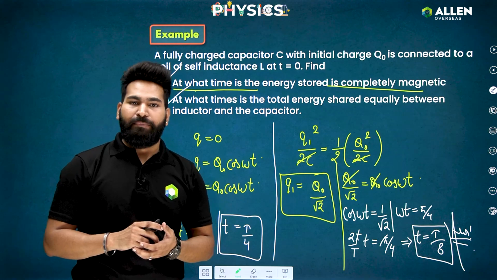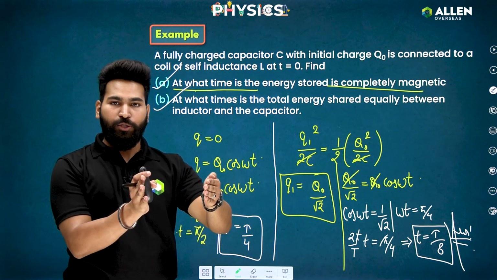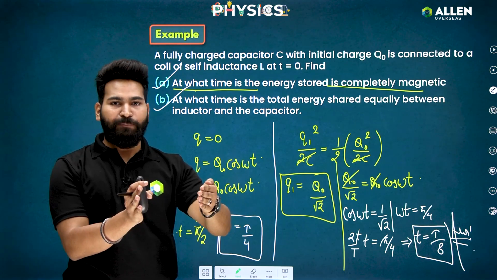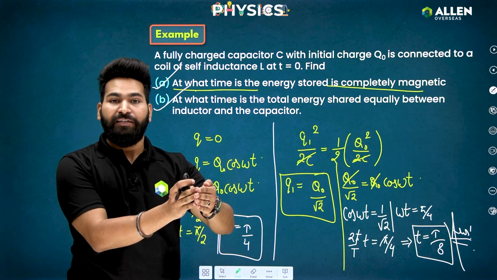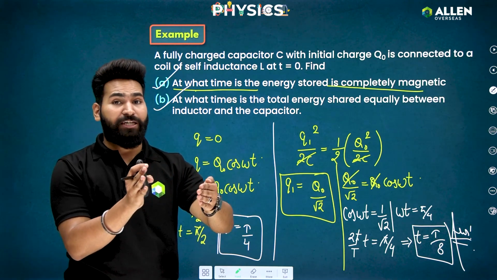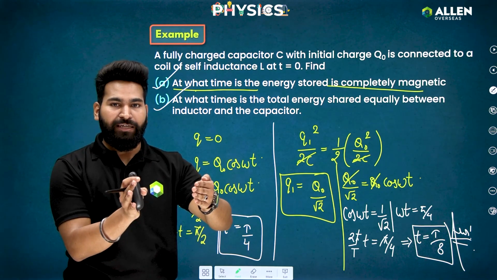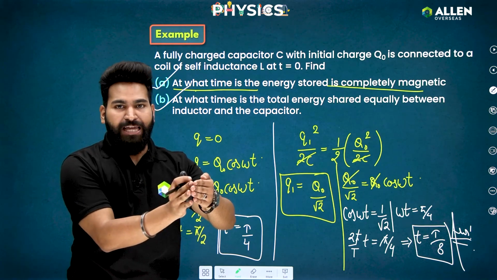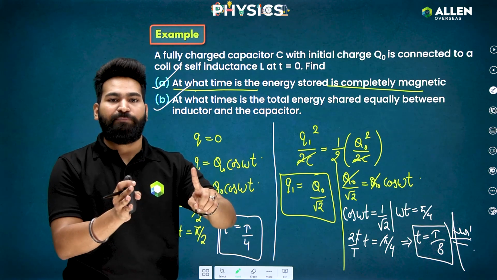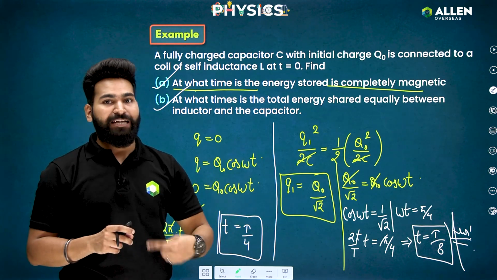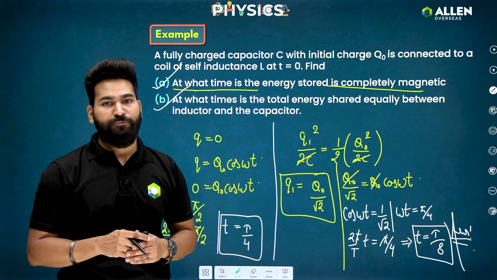I can say it in this manner as well: at t equal to 0, the energy was completely stored in the capacitor. At t equal to T by 4, the energy is completely stored in the inductor. Again after T by 4, the energy will be completely in the capacitor, and again after T by 4, the energy will be completely stored in the inductor. So when the energy was completely stored in the inductor, after T by 4 time the energy is in the capacitor, and after another T by 4 time, the energy is again in the inductor. That means T by 4 plus T by 4, that is, after T by 2 time, the energy will be again completely stored in the form of magnetic energy.